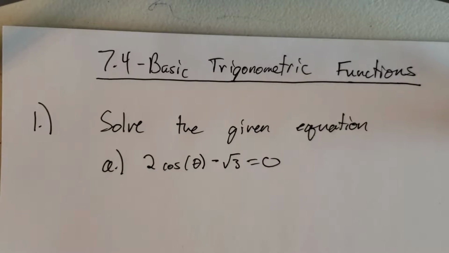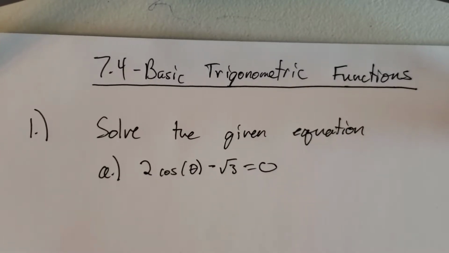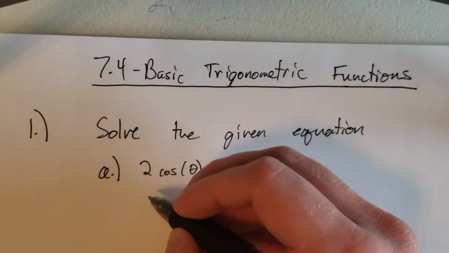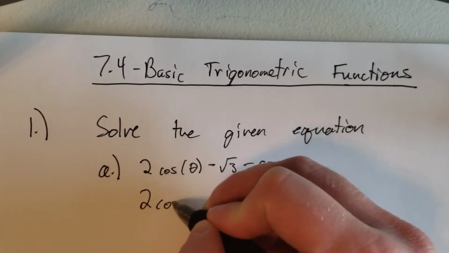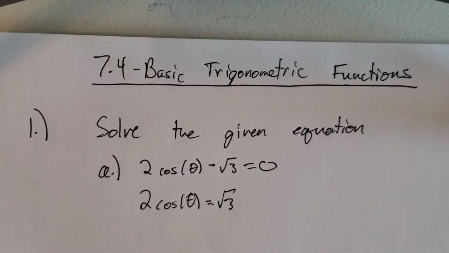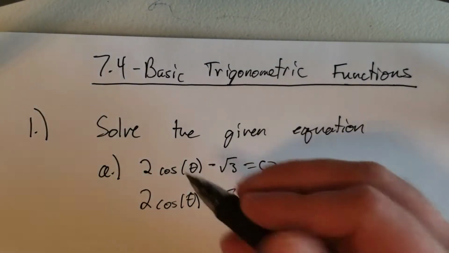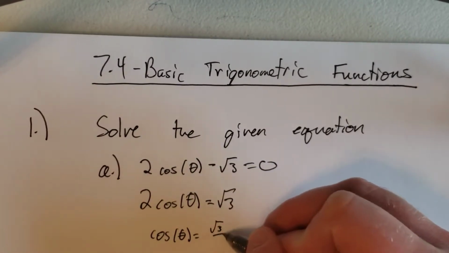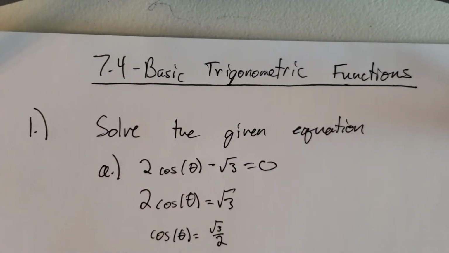So our first example here is to solve the equation 2 cosine of theta minus the square root of 3 is equal to 0. So the first thing we can do is solve for cosine of theta here. So we can add root 3 on both sides to get 2 cosine theta is equal to root 3. And from there, divide by 2, so we see that cosine of theta is equal to the square root of 3 over 2. And now we need to determine all theta values that make cosine of theta equal to the square root of 3 over 2.